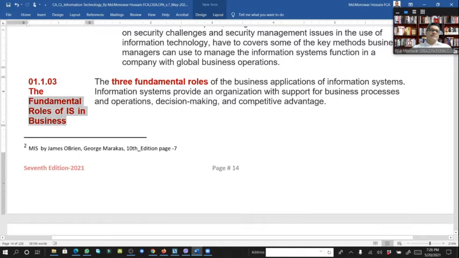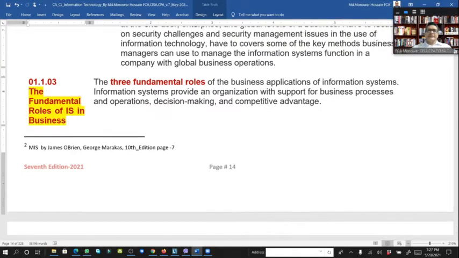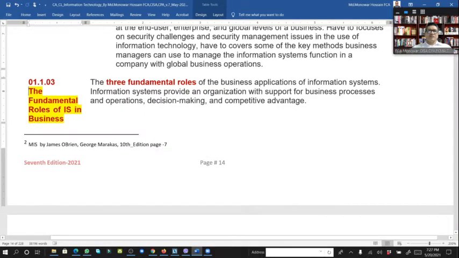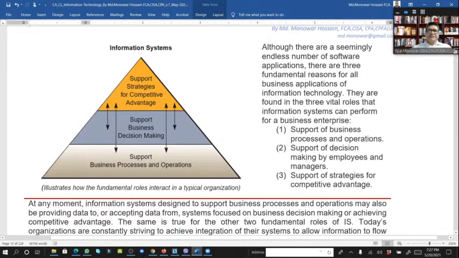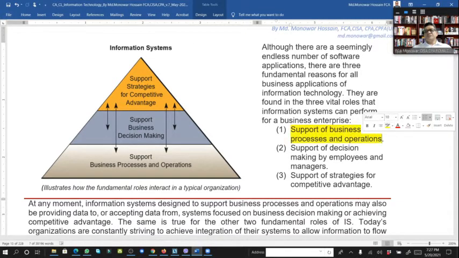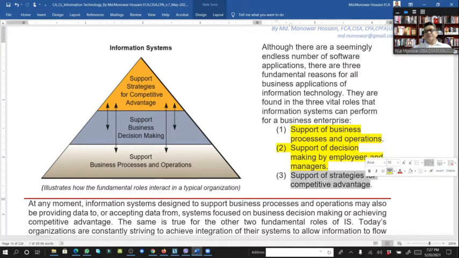So if we see the fundamental roles of information systems in business, there are three fundamental roles. So what are the three fundamental roles? One: support to business process and operation. Two: support to decision making by employees and managers, or top management. Three: support to strategic and competitive advantages.